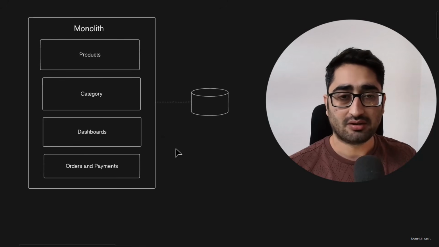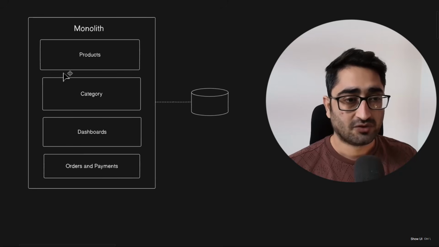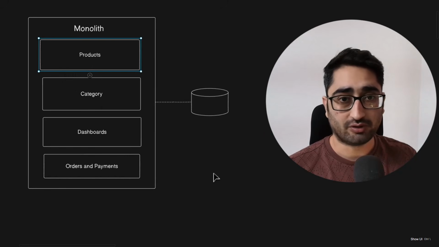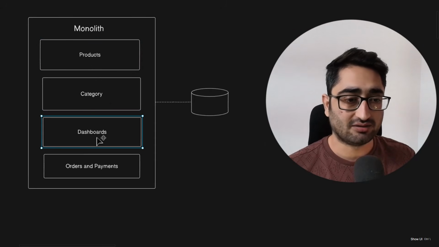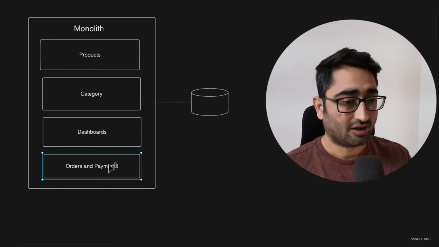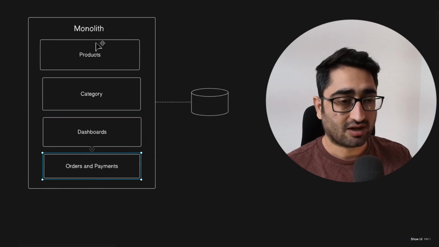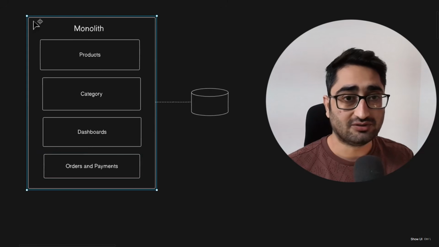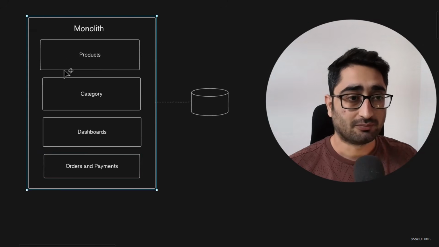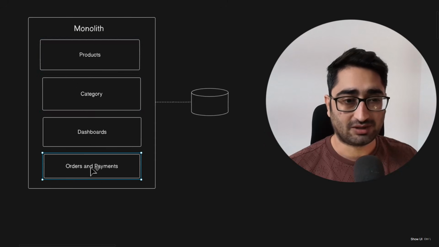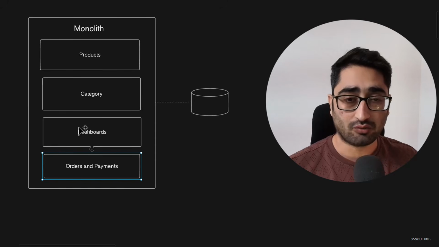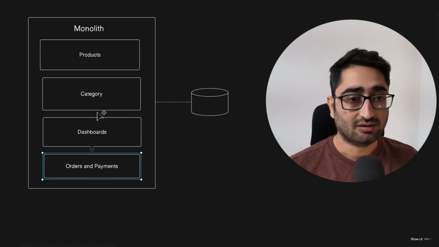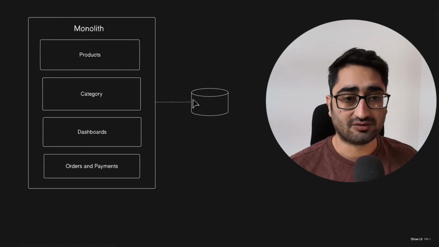So let's say you have an application that you're building, and you have different modules. Now every application has some modules. In an e-commerce application, the modules you're going to have are products, category, dashboards, orders and payments, right? Now when it comes to monolith architecture, you're going to have a single service or a single application comprising all these modules within that application, right?